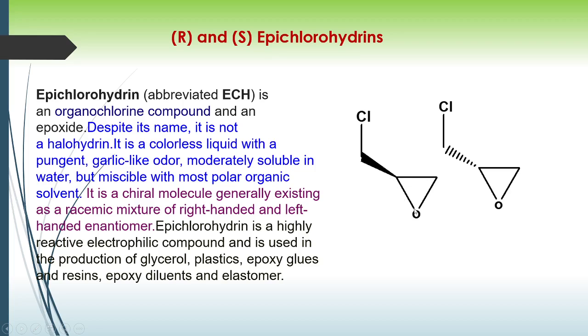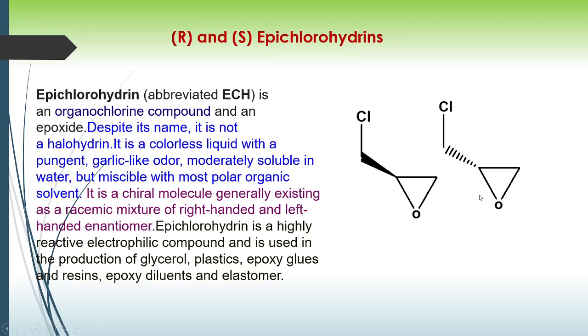Why is this R? Because if we give the priority order, this is the chiral carbon. This bond or this oxygen makes the first priority, then second, third, and the last, fourth priority, is the hydrogen below the plane. Therefore it rotates clockwise, and the configuration for this molecule is R, and for this one it is S, because this CH2Cl is below the plane.